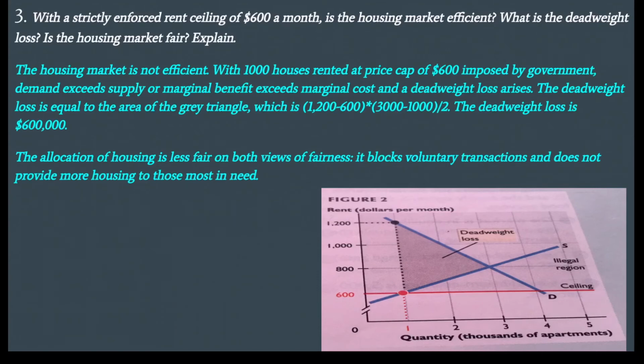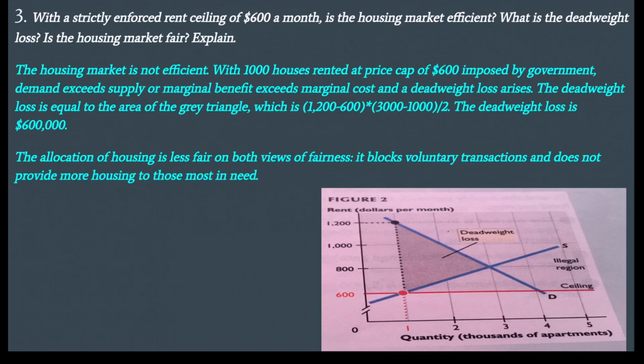With 1,000 houses rented at the price cap of $600 imposed by government, demand exceeds supply, or marginal benefit exceeds marginal cost, and a deadweight loss arises. The deadweight loss is equal to the area of the gray triangle, which is (1,200 minus 600) times (3,000 minus 1,000) over 2. The deadweight loss is $600,000.